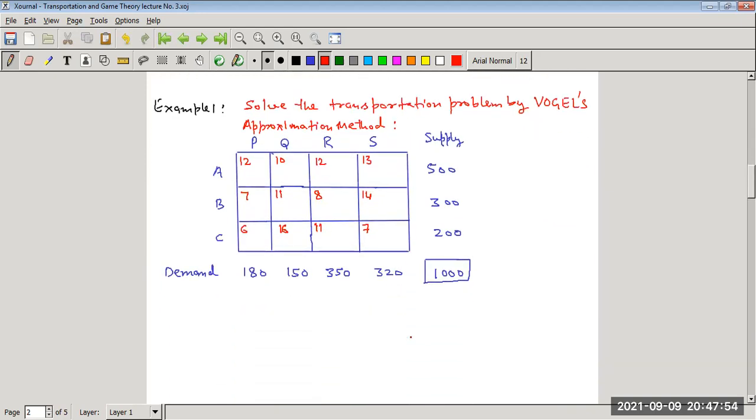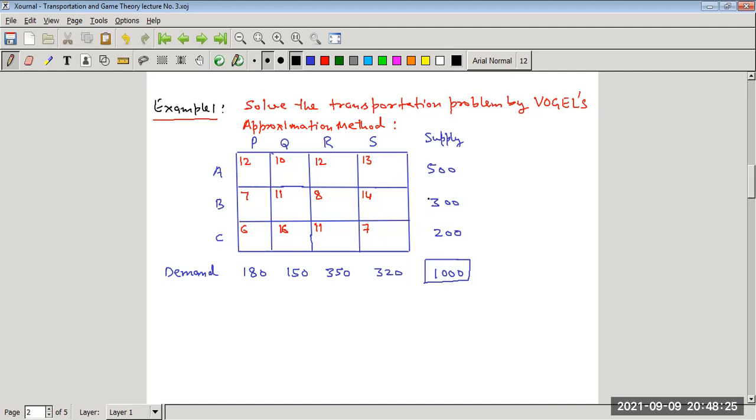Okay. Now this is the example. Now we will discuss an example problem related to the transportation problem by using Vogel's approximation method. P, Q, R, S are the destination points. A, B, C are the sources. Supply is 500, 300, 200. Demand is 180, 150, 350, 200, 320. Sum of demand is 1000. Sum of supply is 1000. So it is a balanced problem.